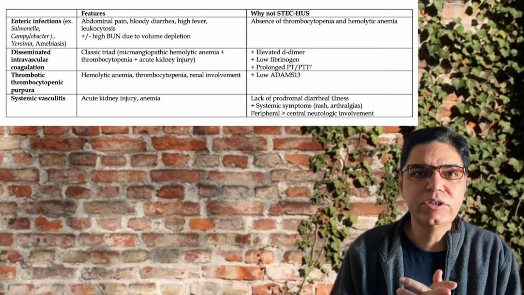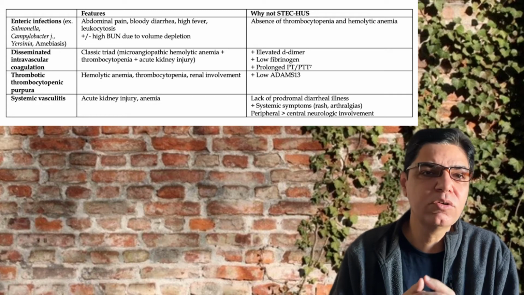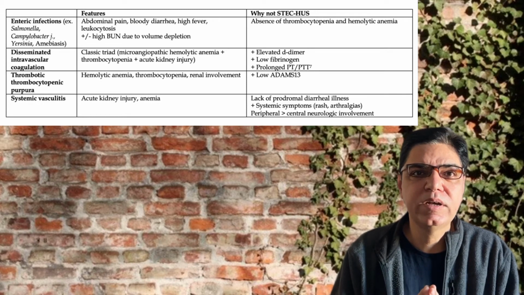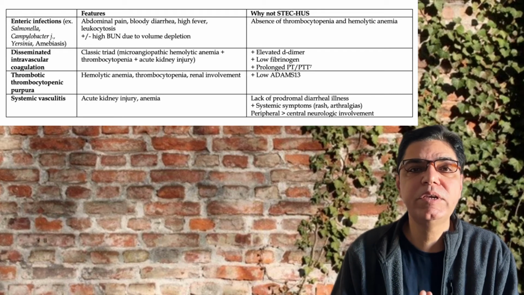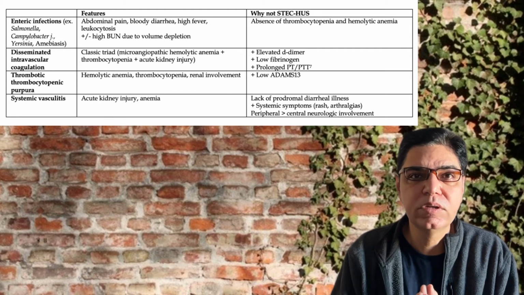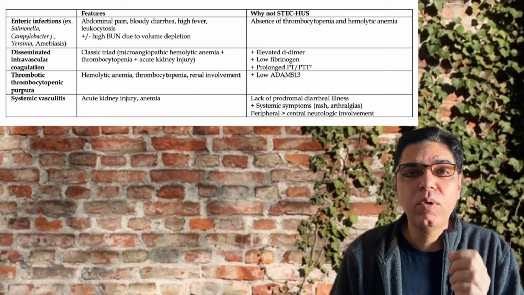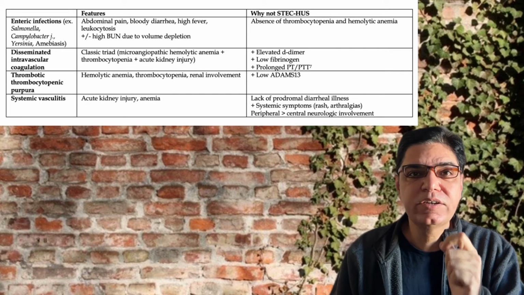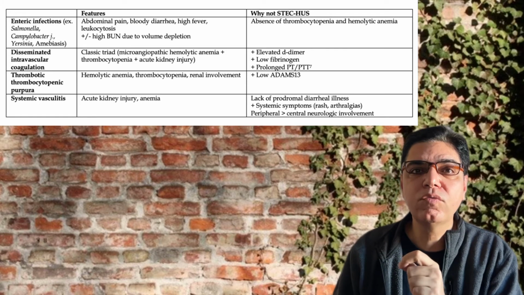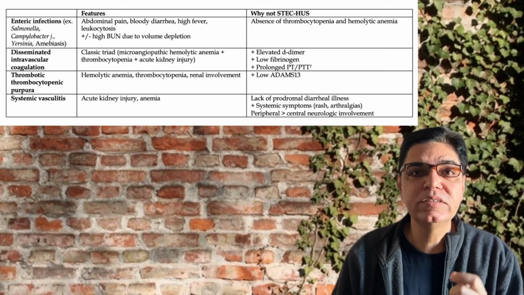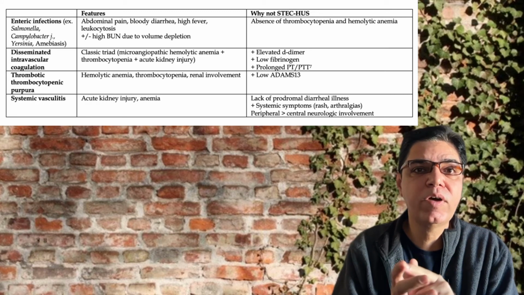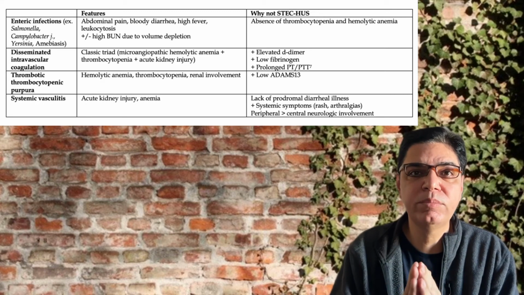The other important thing that you have to differentiate it from is disseminated intravascular coagulation. Disseminated intravascular coagulation can also present with hemolytic anemia. They can also present with thrombocytopenia. They also can have acute kidney injury. So very much similar to hemolytic uremic syndrome. But the special characteristic of DIC, which you do not find in hemolytic uremic syndrome, is D dimer. So elevated D dimers you will find in DIC, but not in hemolytic uremic syndrome.